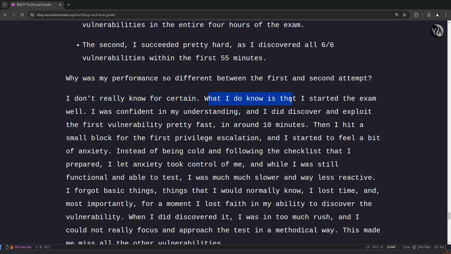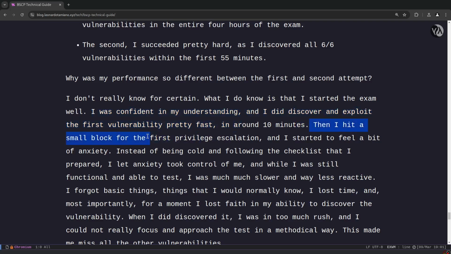However, what I do know is that the exam started pretty well. I was confident in my understanding, and indeed, I did discover and exploit the first vulnerability pretty fast, in around 10 minutes. And this is the time that I had set for myself. I was like, okay, you need between 10, 15, maybe 20, at most 30 minutes to find and successfully exploit the first vulnerability. Any more than that, you're going to lag behind. You're going to have some time debt.